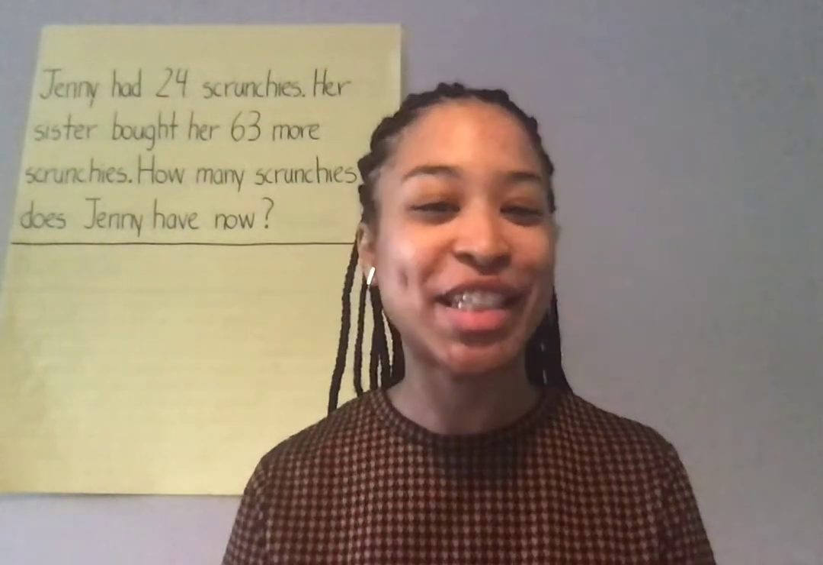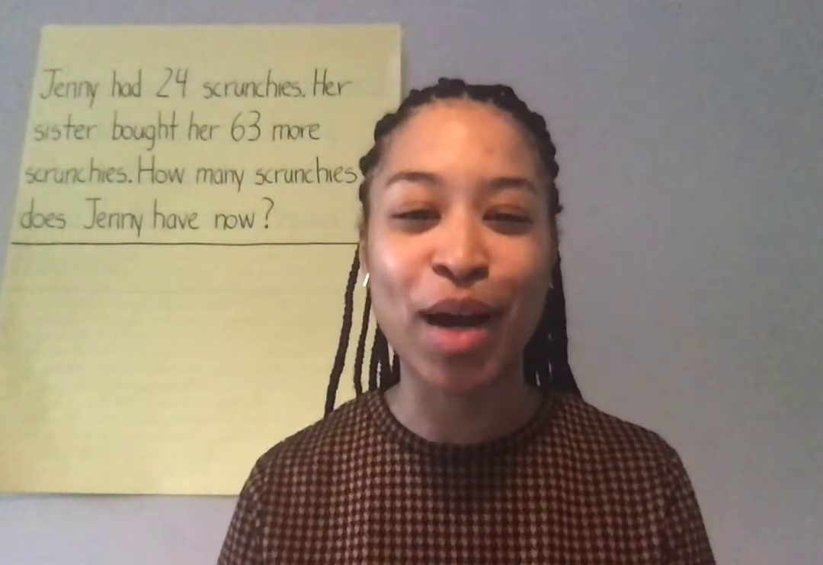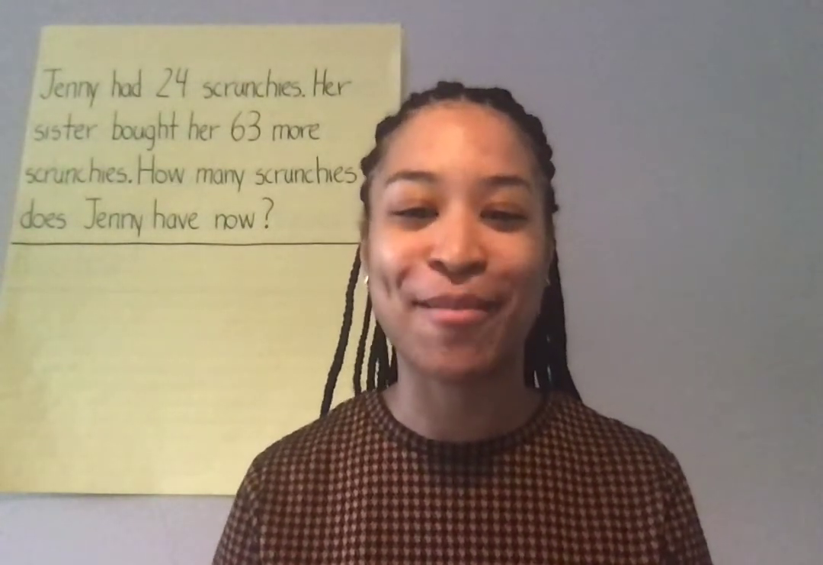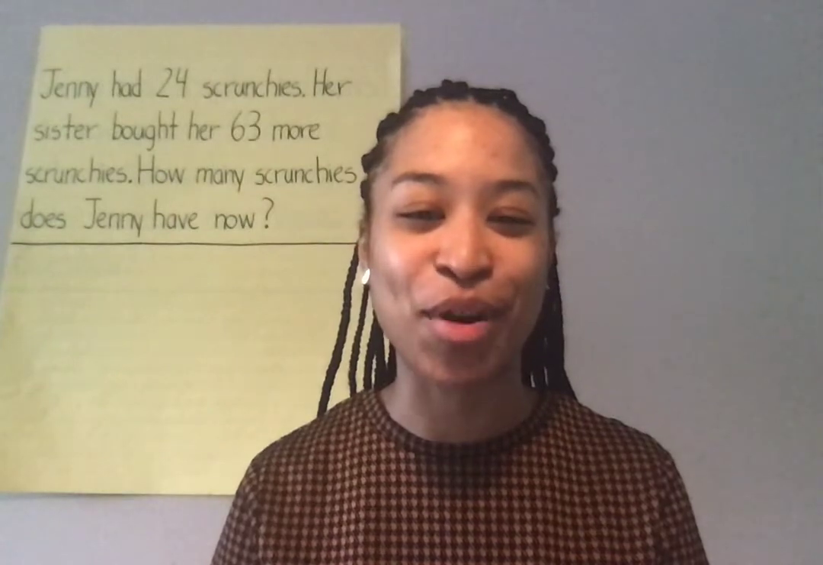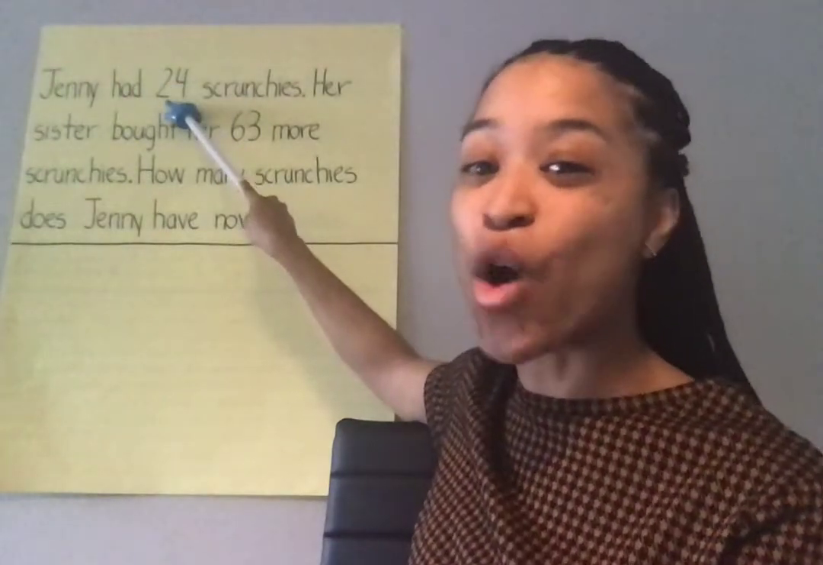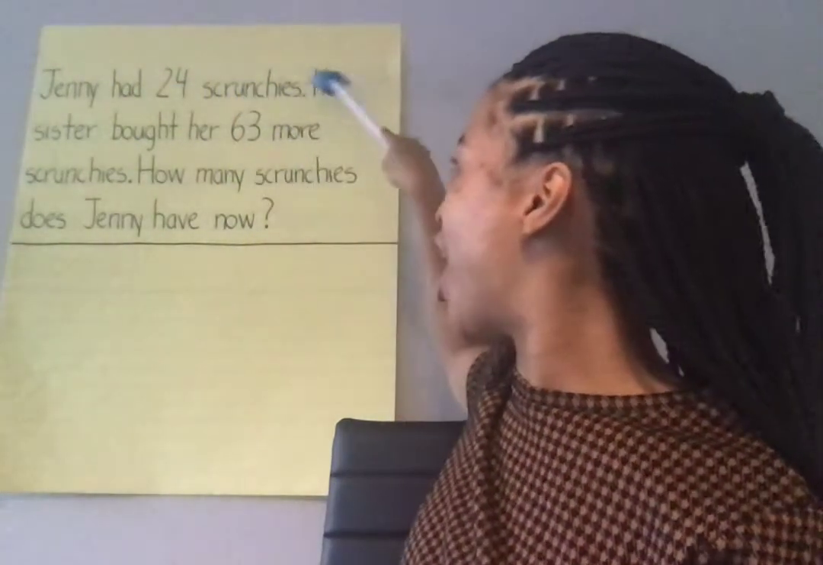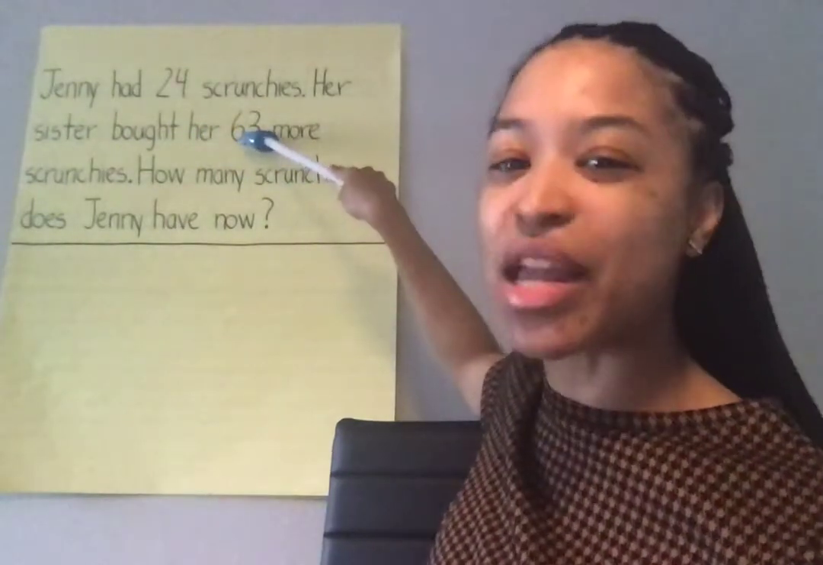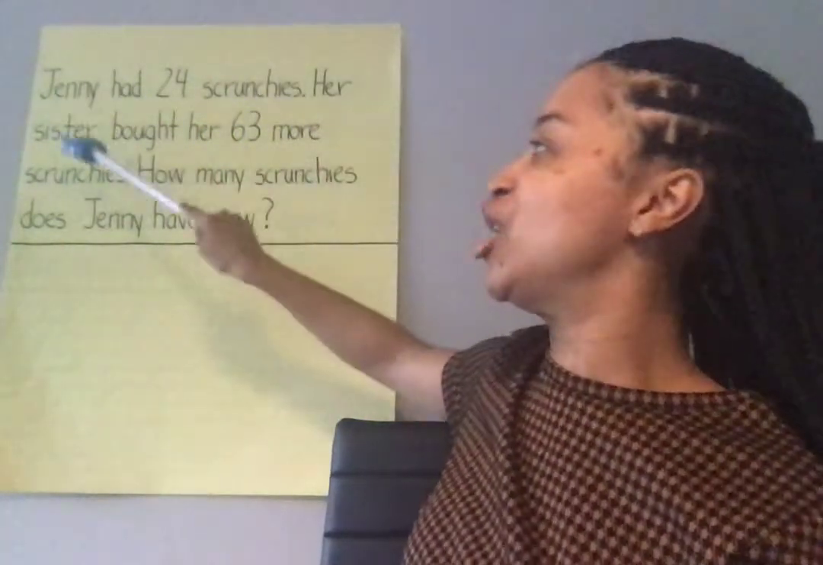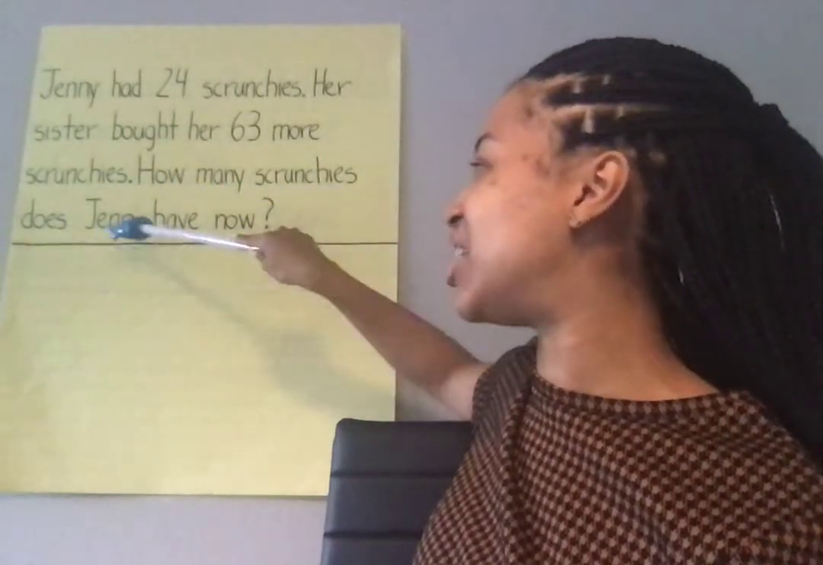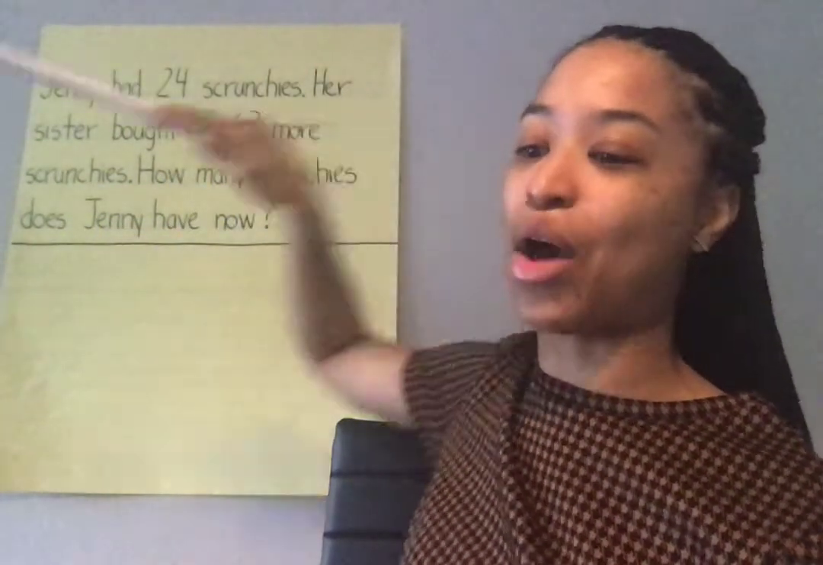You know, first things first, we always read the story problem a few times and then we mark it up before we begin. Let's start reading the story problem. Here we go. Jenny had 24 scrunchies. Her sister bought her 63 more scrunchies. How many scrunchies does Jenny have now?